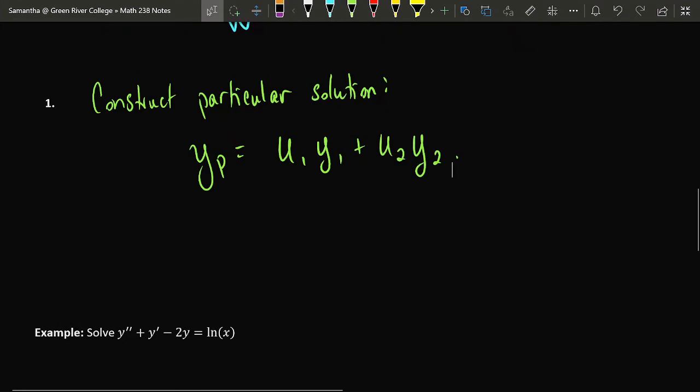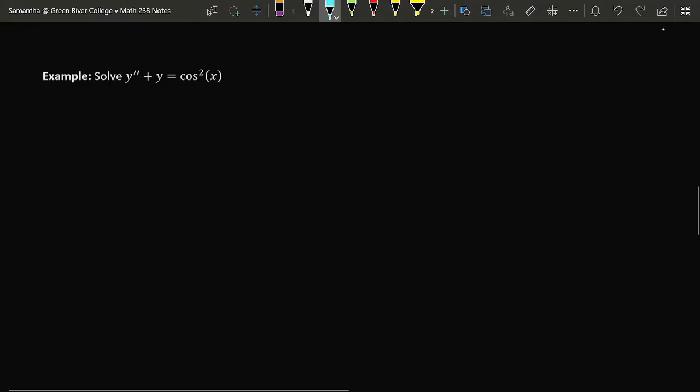Now there is a proof, there is a derivation of this formula. I have decided not to show you the derivation because I'm not sure it's the best use of time. If you're interested in that, it is in our textbook, and also feel free to ask me about it. To demonstrate the method, let's solve y double prime plus y equals cos squared of x.